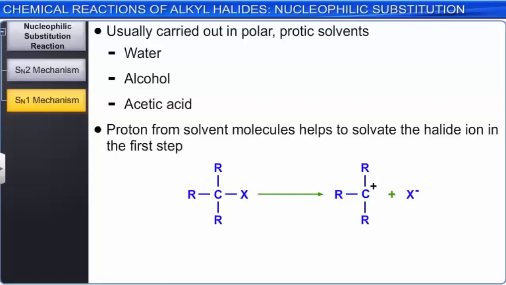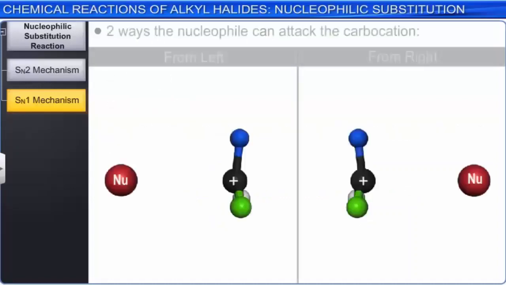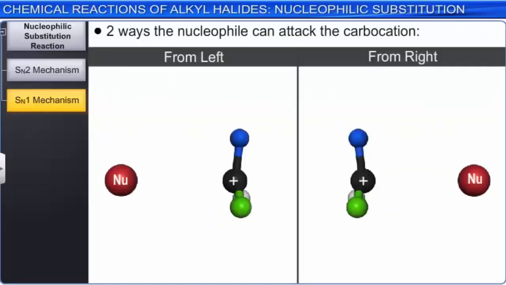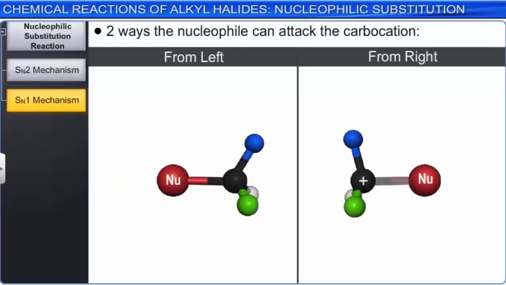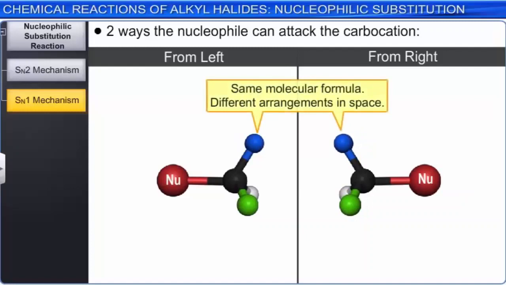In the SN1 mechanism, there are two directions from which the nucleophile can attack the carbocation. Two different products can be formed from the SN1 mechanism. Compare the product that is formed when the nucleophile approaches from the left compared to when the nucleophile approaches from the right. They have the same formula, but different arrangements in space.